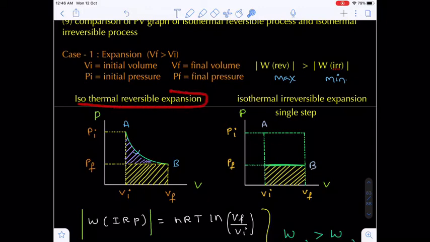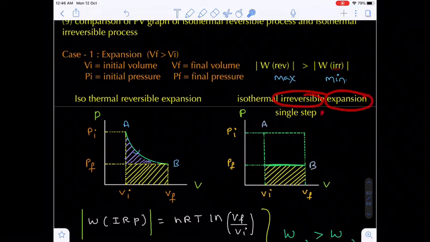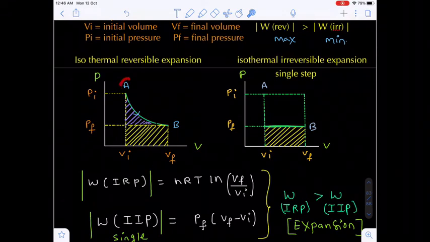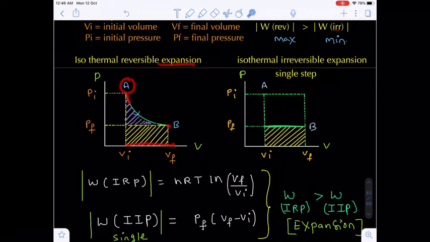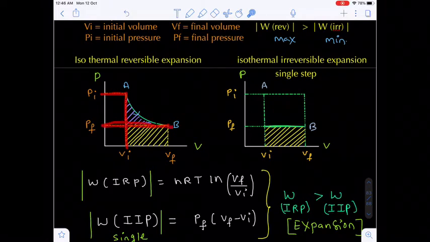Okay, now what are we considering? Isothermal reversible expansion and isothermal irreversible expansion. It is a single step process. Now here, I am taking an initial point A. What am I doing? Expansion. Expansion means volume has to increase, so I am taking a point B. If you move from A to B, the graph should be a rectangular hyperbola. At point A, the initial volume will be Vi and the initial pressure will be Pi. At point B, the final pressure will be Pf and final volume will be Vf.